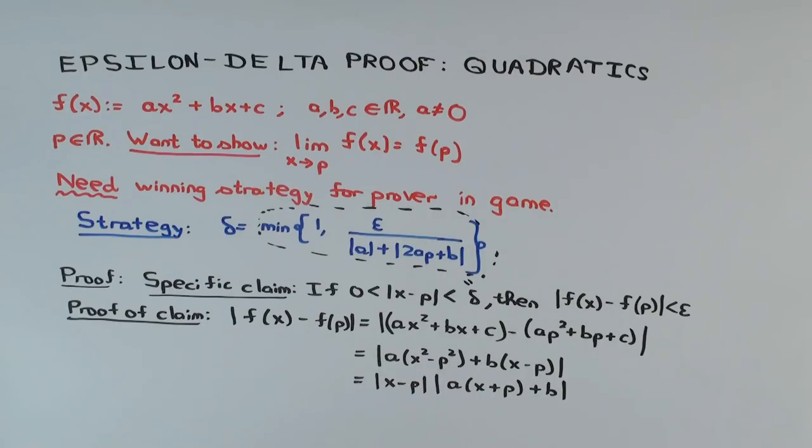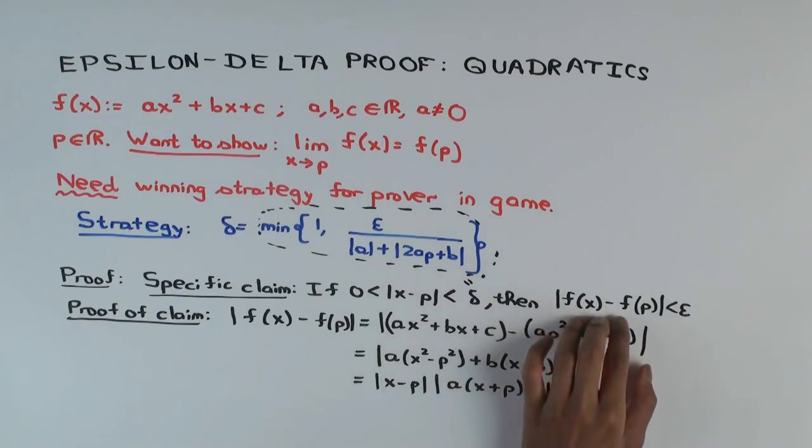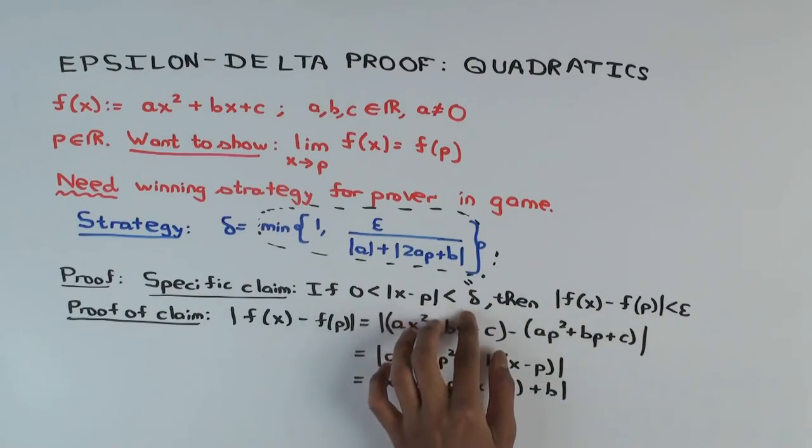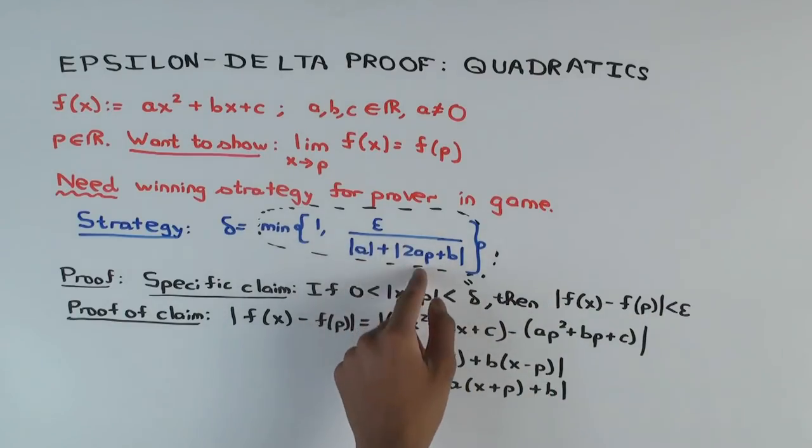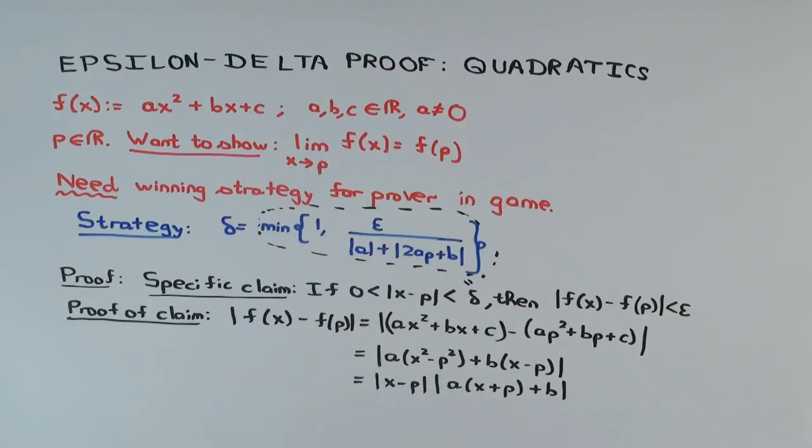Okay, so what's the proof of this claim? Well, how would you start out? You'd start out by trying to simplify f(x) minus f(p). And in the process, you'll use that delta is this thing. And then you try to simplify and try to get epsilon. So I already did the first few steps. I wrote down this. I did the basic cancel the c and brought it here. And then I wrote x squared minus p squared as x minus p times x plus p. And so I was able to split this expression like this. Okay, so what do we do now?